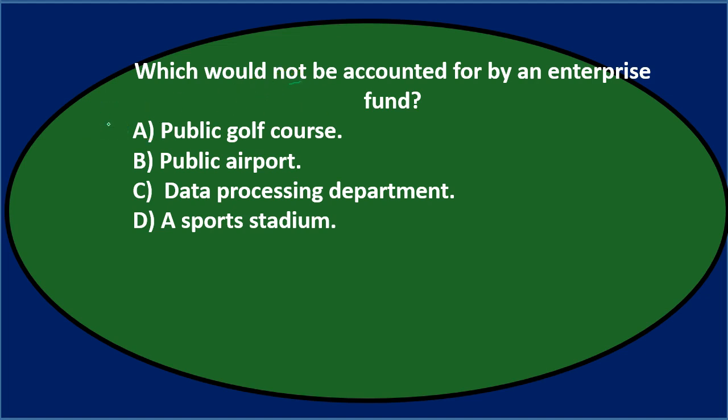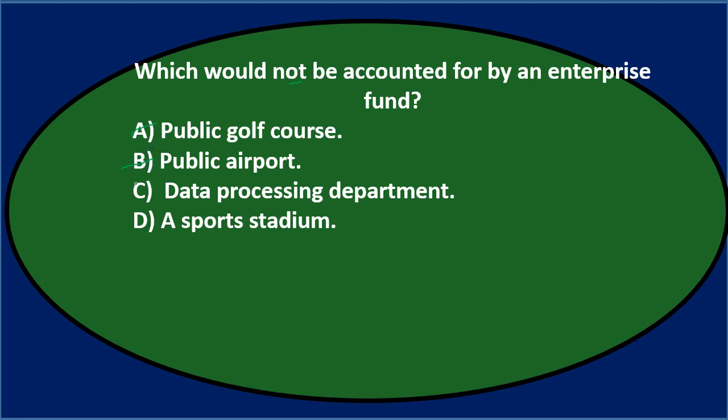So the public golf course, if it was a public golf course, you would think the customers would be outside. If it's a government-run golf course, then unless the only people who can go on the golf course and pay for golf are government employees, which typically you wouldn't think would be the case, that would be an enterprise fund running that one. So that's not it. Then the public airport, and again, it's a public airport, so it's not just government employees flying out of that airport. So that's going to be an enterprise fund, you would think.